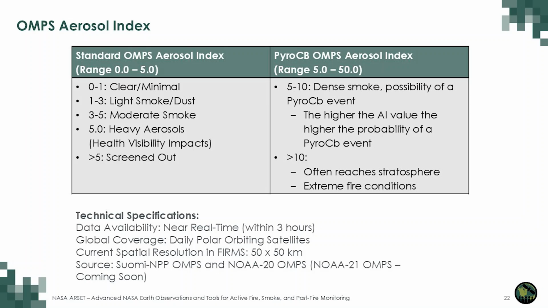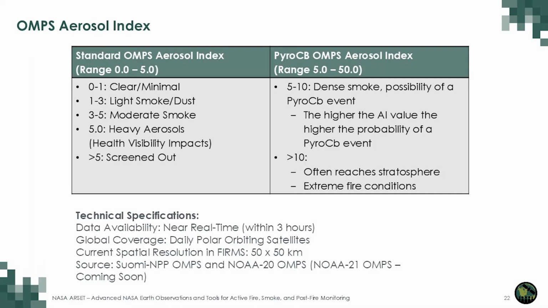So let's just spend a moment looking at what these numbers mean and the resolution of the data. Okay, so this is very approximate, but generally for the standard OMPS aerosol index, values from 0 to 1 indicate clear or minimal aerosol conditions. Values from 1 to 3 show light smoke or dust. 3 to 5 indicate moderate smoke levels, and here's an important threshold, that when you see aerosol index values of 5, that indicates heavy aerosol conditions that can reduce visibility and impact human health. For the pyroCb layer, values above 5 indicate dense smoke that's probably reached higher in the troposphere.